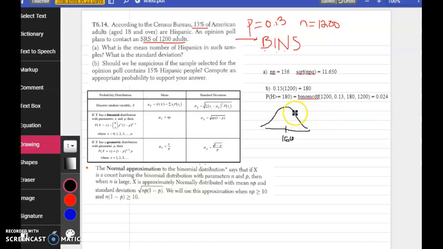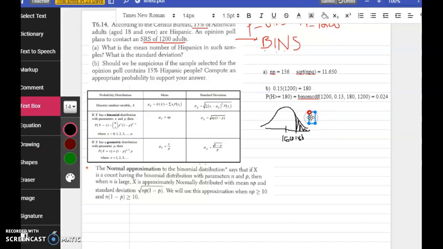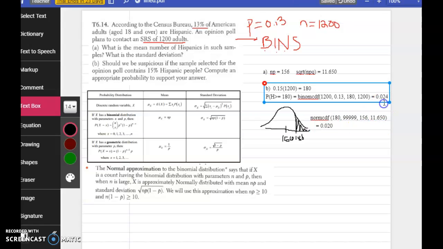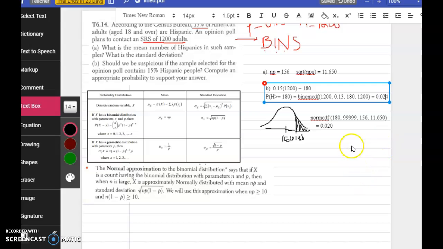So 180 is up here, and if I do greater, my shading's above. And then if I would do a normalcdf instead, it would be 180 to infinity, the mean we said was 156, and the standard deviation 11.650. And if you do that in the calculator, you get a probability of 0.020, which is almost the same, or close enough to 0.024.